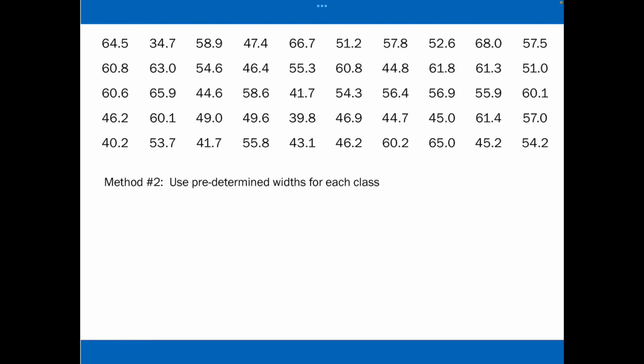However, there's a second way to create a table, and that's to use predetermined widths for each class. And this is really useful when you're dealing with data that you're familiar with. For example, if we were dealing with GPA data, it might make sense to break them down into 1 to 2 and 2 to 3 and 3 to 4, because those are common breaks that everyone's quite familiar with.